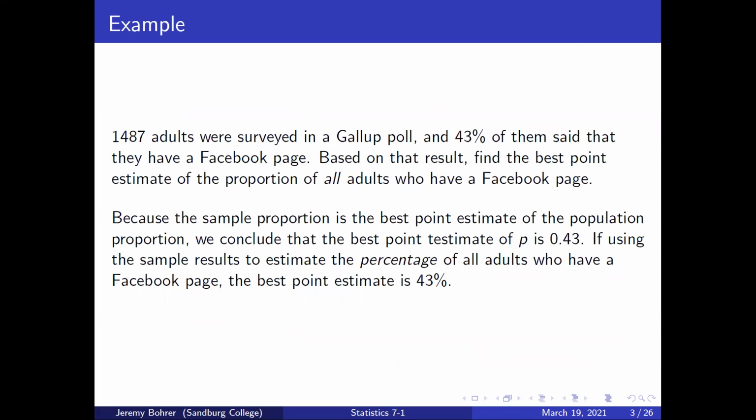1,487 adults were surveyed in a Gallup poll, and 43% of them said that they have a Facebook page. Based on that result, find the best point estimate of the proportion of all adults who have a Facebook page. Because the sample proportion is the best point estimate of the population proportion, we conclude that the best point estimate of p is 0.43. If using the sample results to estimate the percentage of all adults who have a Facebook page, the best point estimate is 43%.